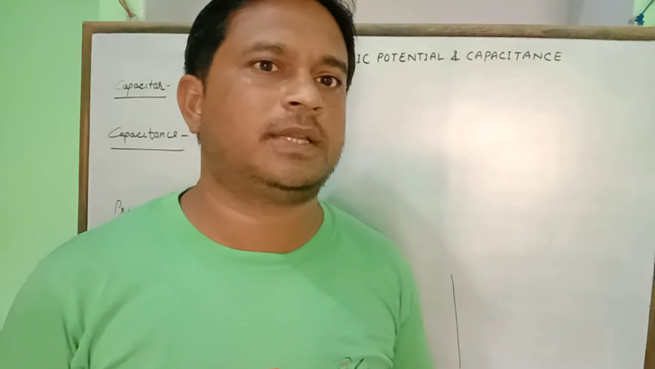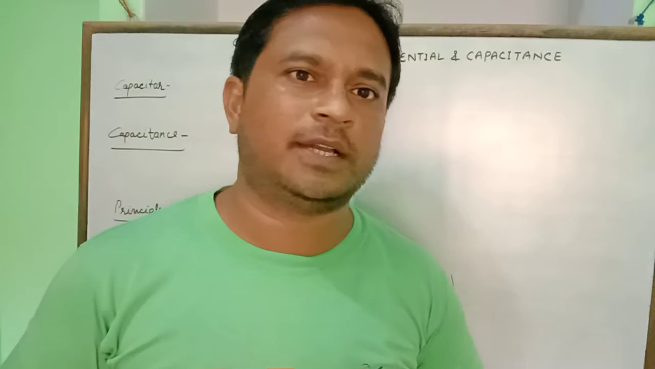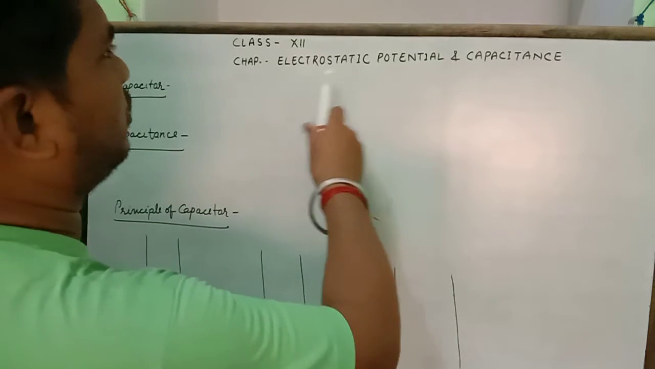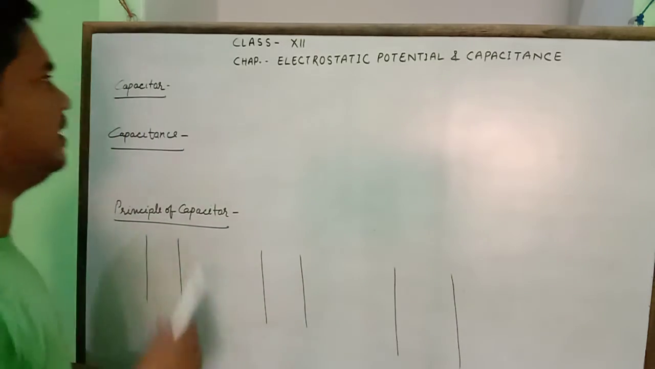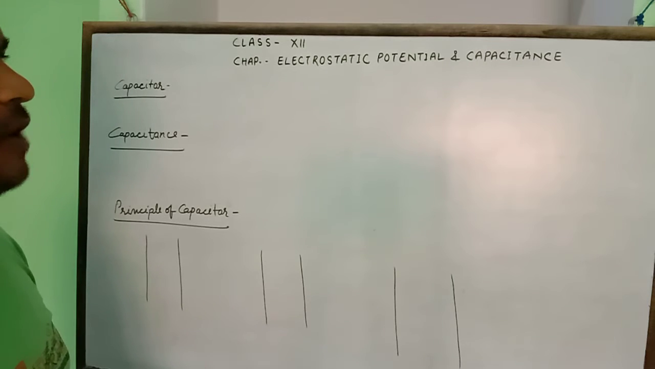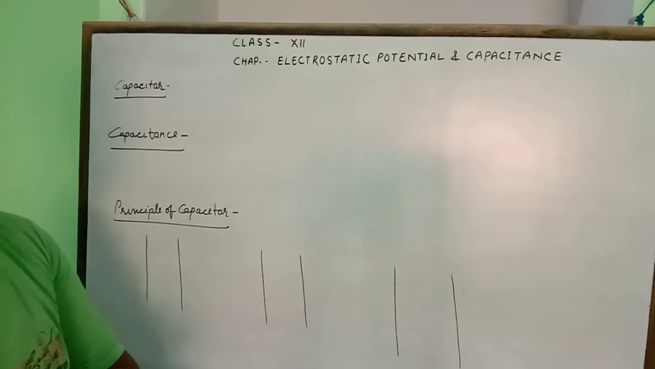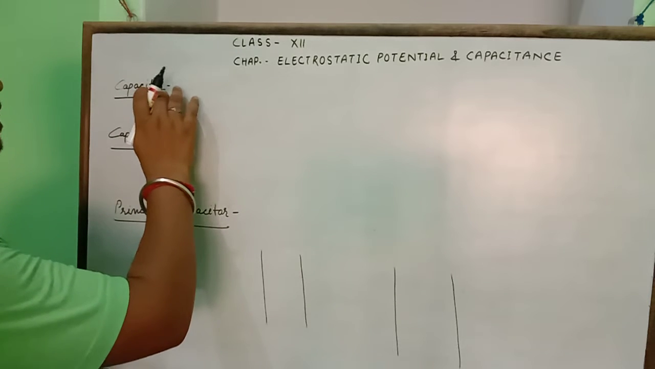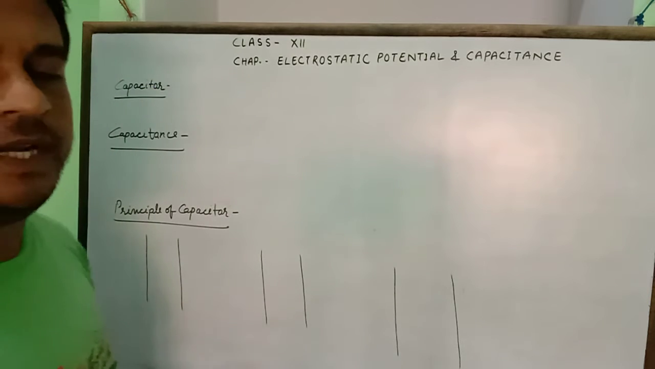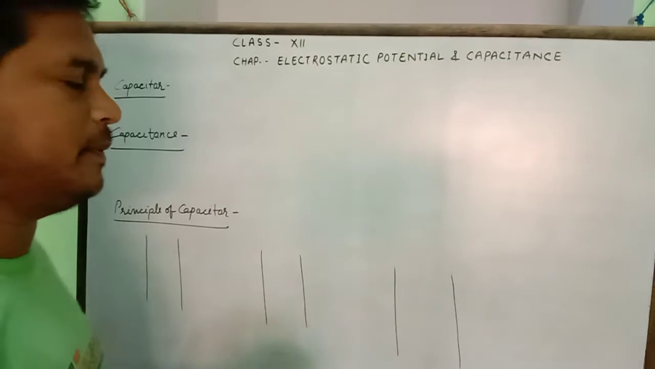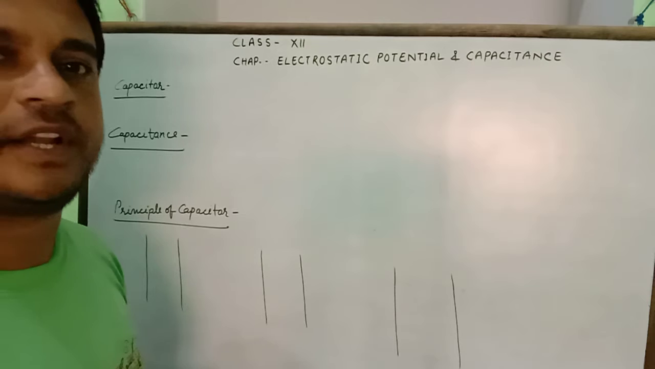Today's topic is the capacitor. Okay, this is the new topic in the chapter of electrostatic potential and capacitance. This is the first topic related to capacitance. This is the capacitor. The capacitor is the device which stores the potential between its plates in the form of electric field.